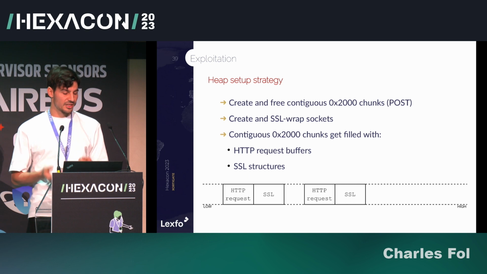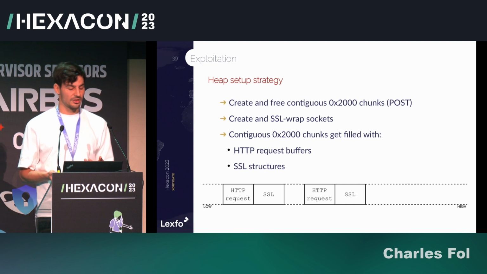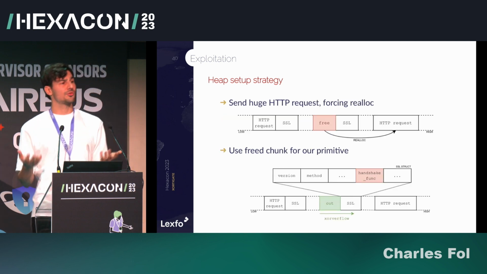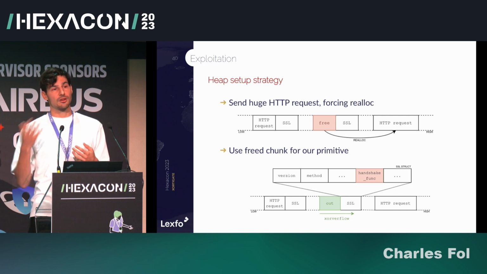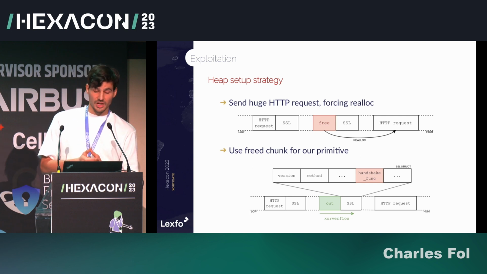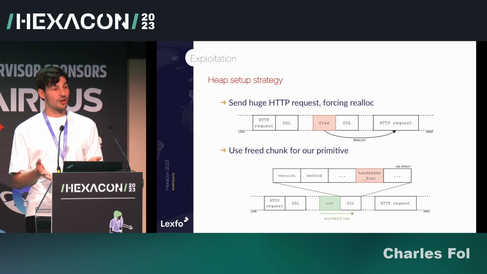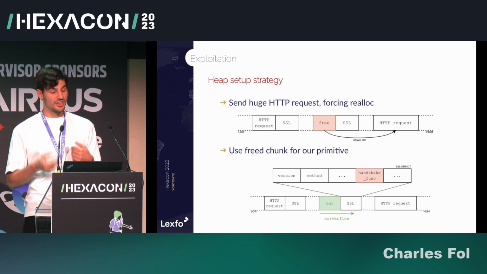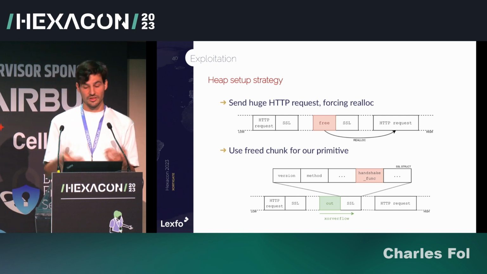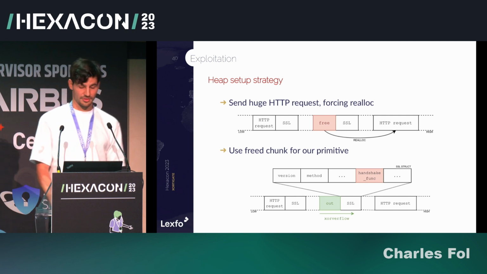And the problem is that we want to overflow into SSL. So we want to get rid of the HTTP request buffer. Luckily, we can do it very easily, because if we send a huge request, the buffer will actually get reallocated, and so it will leave the original chunk free. And this free chunk is actually the place that we want to be in. So we reallocate the HTTP request, and then we use the free chunk to trigger our primitive repeatedly. And that means that we can overwrite uncheck func, and using ROP, we get code execution.